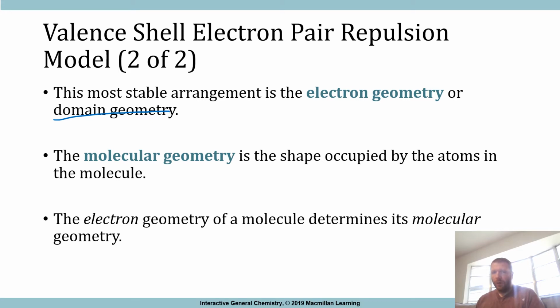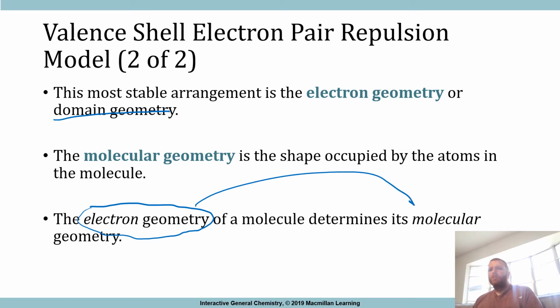The molecular geometry is the shape occupied by the atoms in a molecule. The electron geometry of a molecule determines its molecular geometry. So what we first want to wrap our minds around is, what is the electron geometry? Because that tells us where the electrons are. Then once we know where the electrons are and what space they need to occupy, we can use that to consider the molecular geometry.